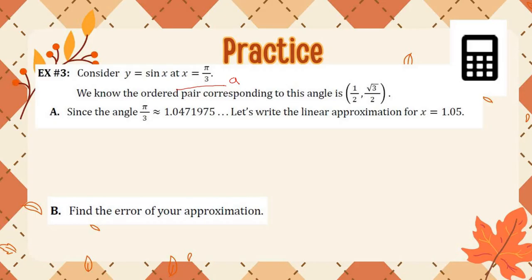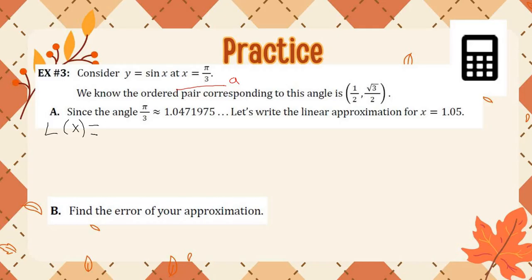So what are the things that we need? We want our tangent line approximation, so L of x. What are the 2 things we need to write any equation of a line? A point and a slope. Do they give us a point? Could we have found our point with that angle? Yes, but if we didn't, then we're okay.